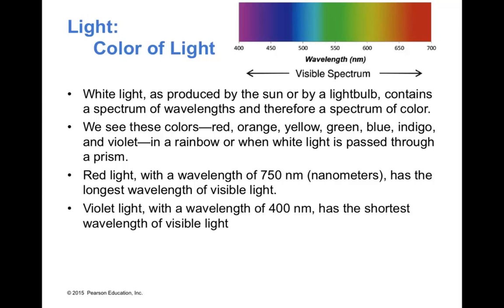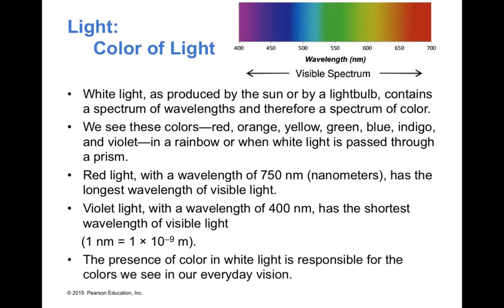On the other hand, the violet light, with a wavelength of 400 nanometers, has the shortest wavelength of the visible light. So we can see here that the red one has 750 nanometers, a larger wavelength than the one reported for the violet, that is 400 nanometers. 1 nanometer is equal to 1 times 10 to the power of minus 9 meter. The presence of color in white light is responsible for the colors that we see in our everyday vision.